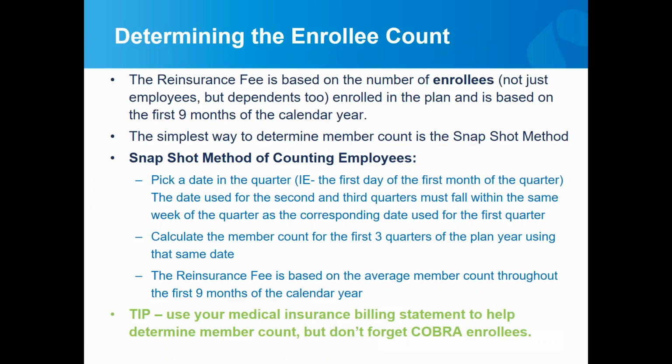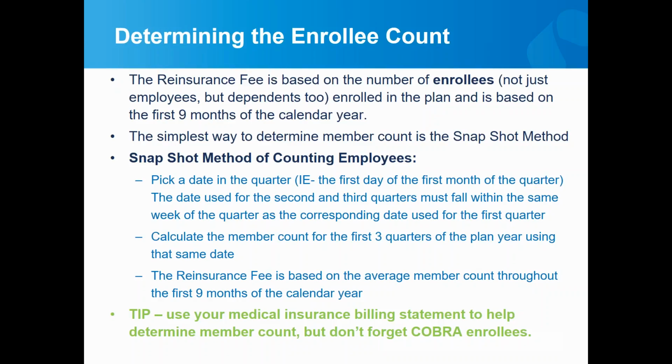Part of the complicated part about paying the fee is determining how many enrollees you have. The reinsurance fee is based on the number of enrollees, not just employees, but dependents too. And they look at the first 9 months of the calendar year. The simplest way to count member count is called the snapshot method.